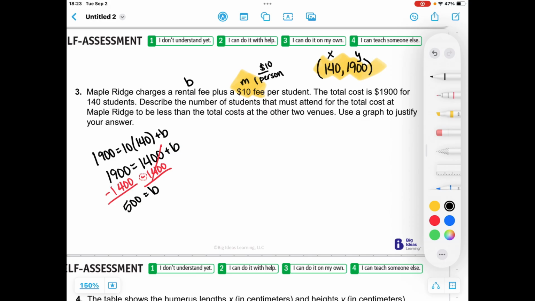So for this equation, it would be y equals 10x plus 500, where that 500 is the initial price, and this 10x is the price per student, so $10 per student.